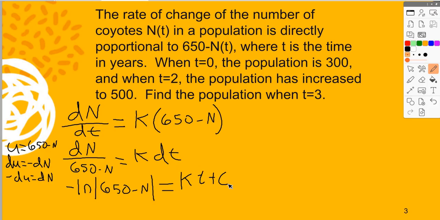Correct. The natural log has to be by itself, and right now we have a negative. Yes? So we need to divide both sides by a negative. But this is going to be magic. Just watch.